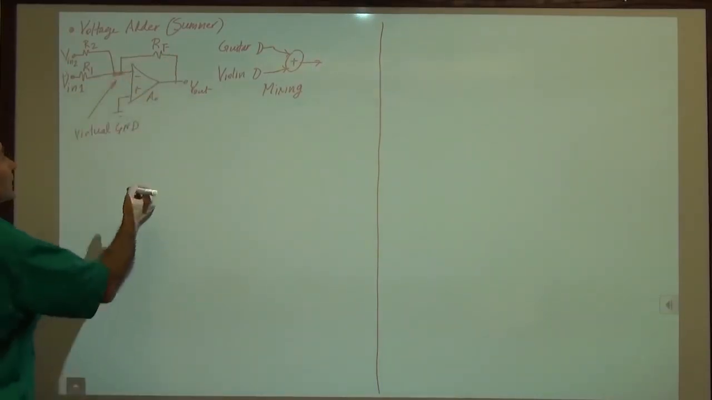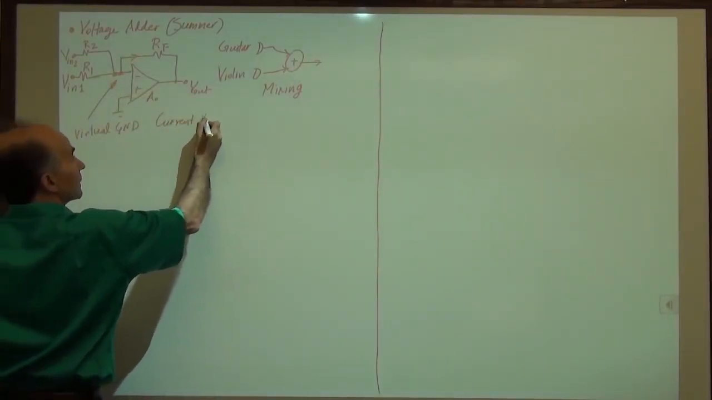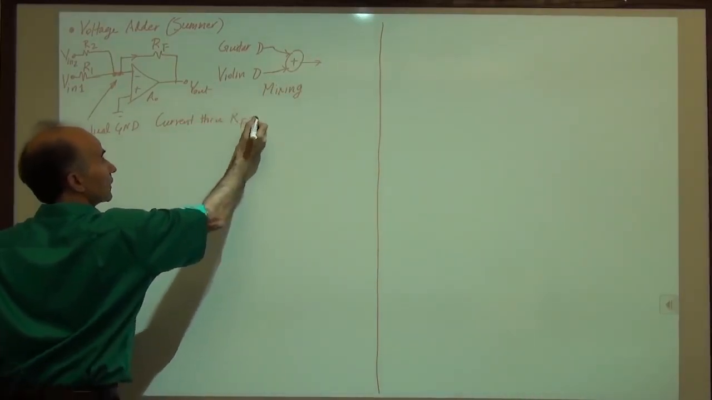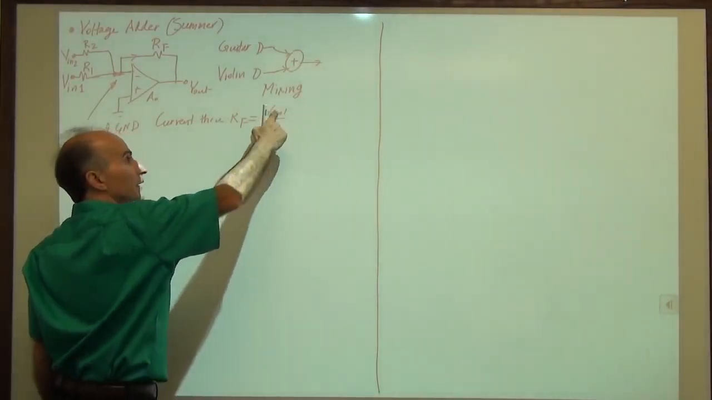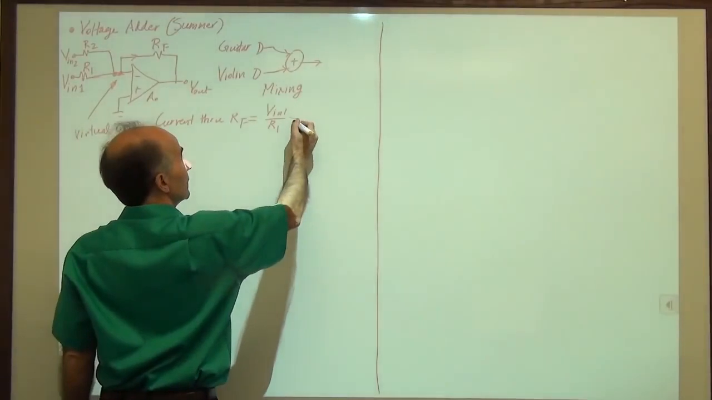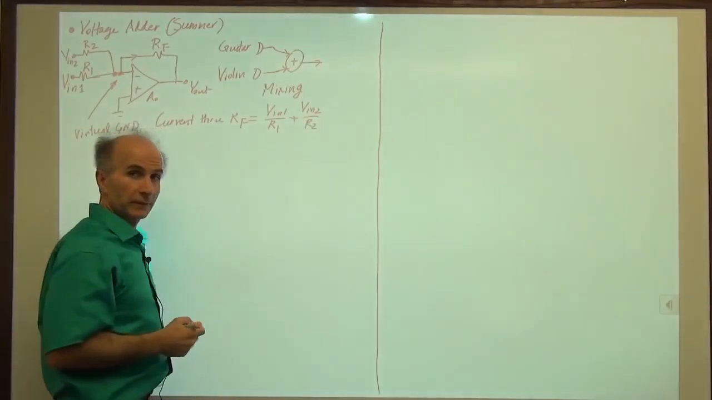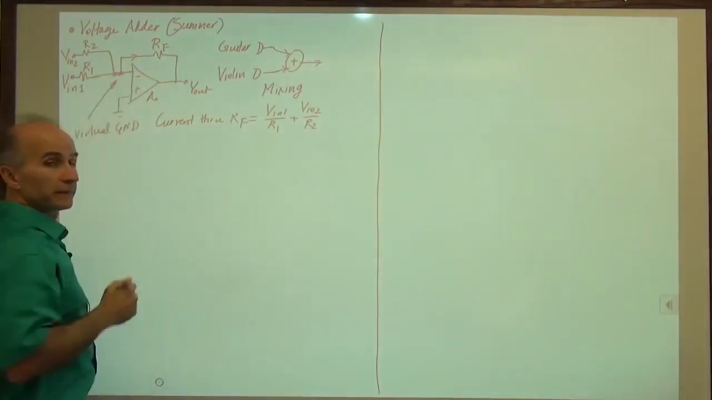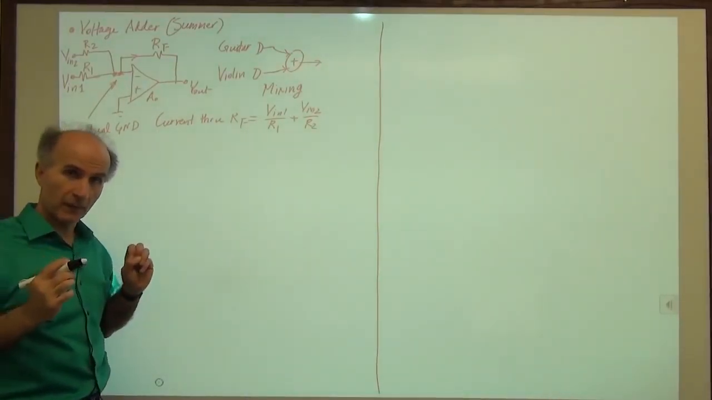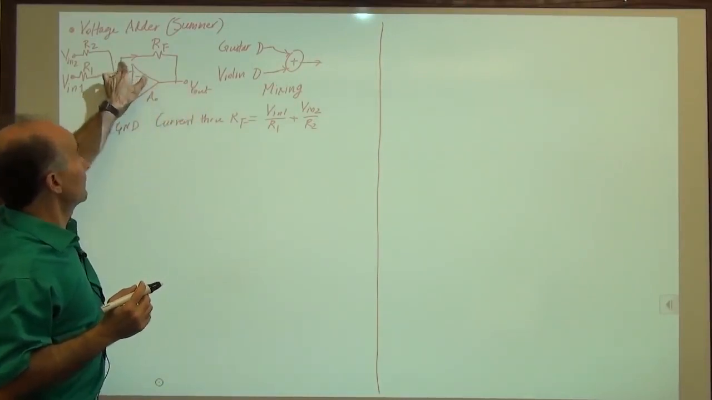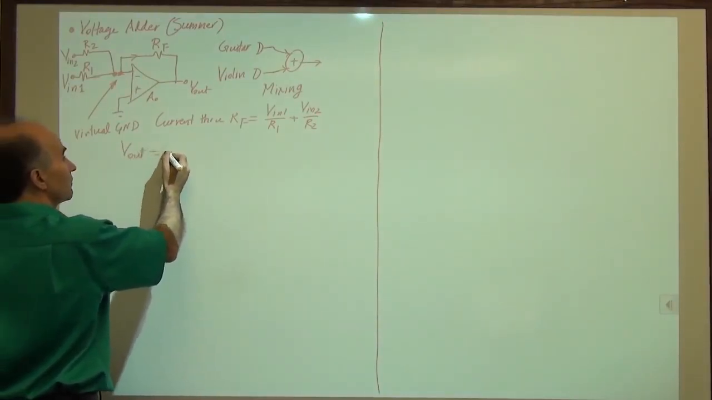So what I can say is the total current through RF is equal to V in 1 over R1. We converted the voltage to a current. Plus V in 2 over R2. We converted another voltage to a current. And these two currents ended up flowing through RF. If I multiply this by RF, I find the voltage across RF. And because I'm interested in this voltage, I have to multiply by a negative sign. So I can say V out is equal to minus.